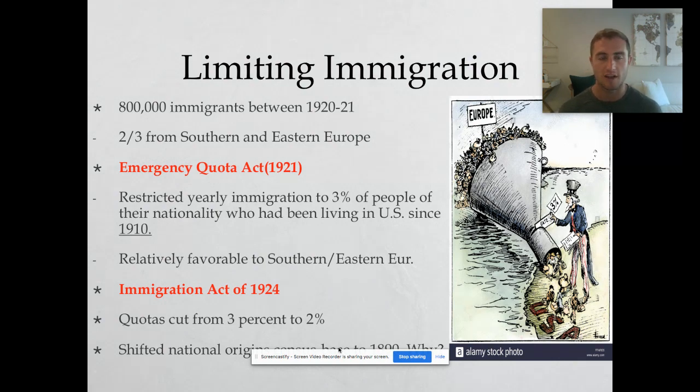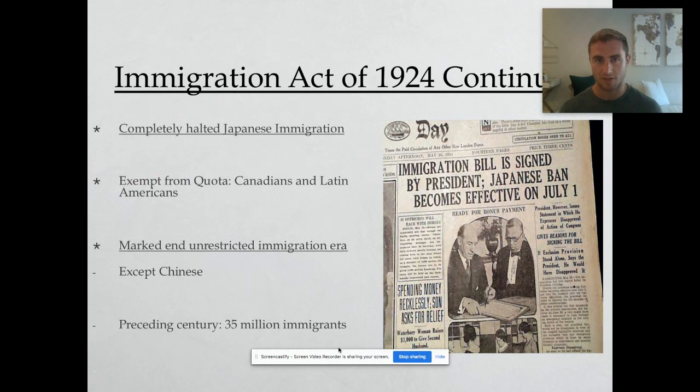So this is the end of the free immigration era, with the obvious exception of the Chinese, which were stopped in 1882 with the Chinese Exclusion Act. The other group that's going to be targeted is Japanese immigration. And we've had some really, really ugly disputes with the Japanese because of overt racism, especially in California.